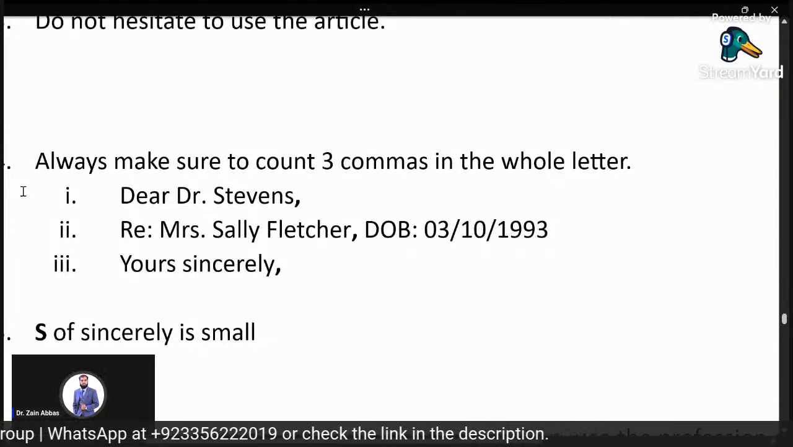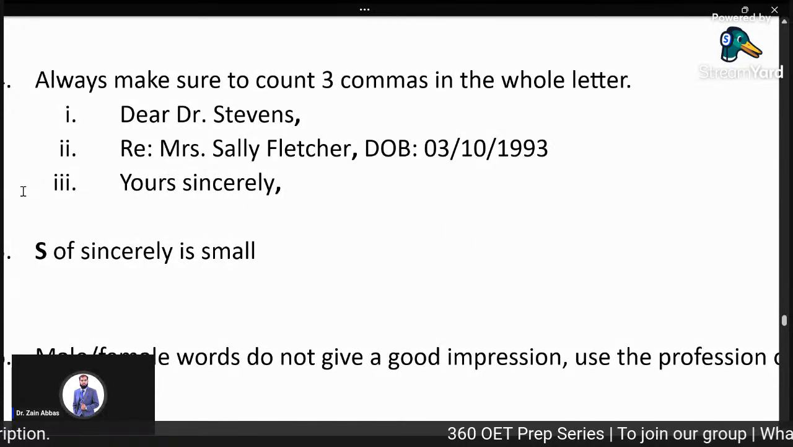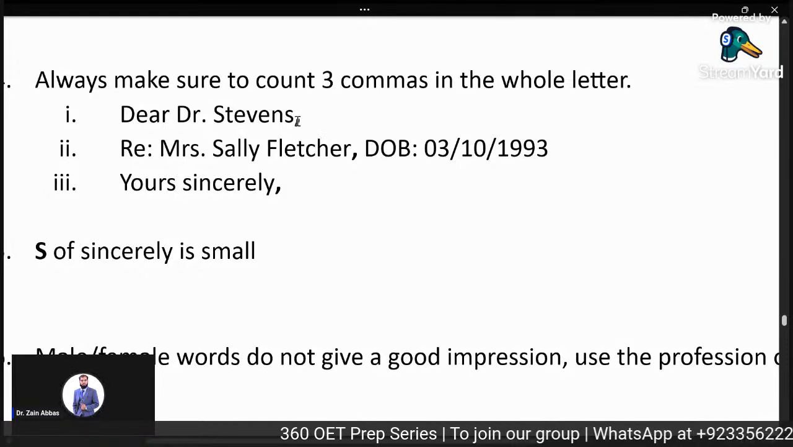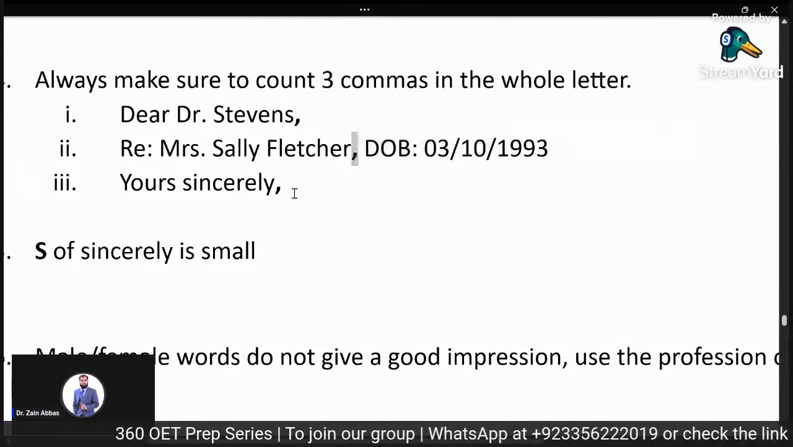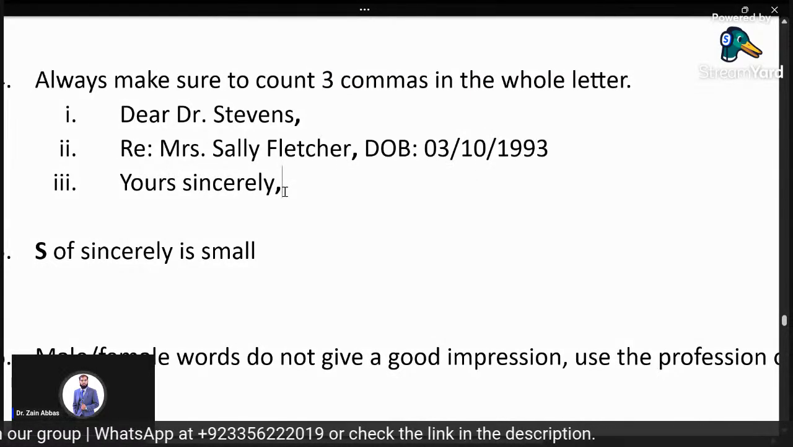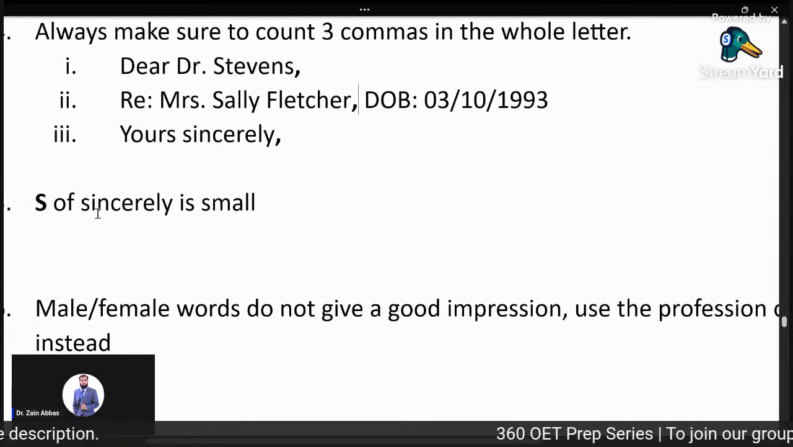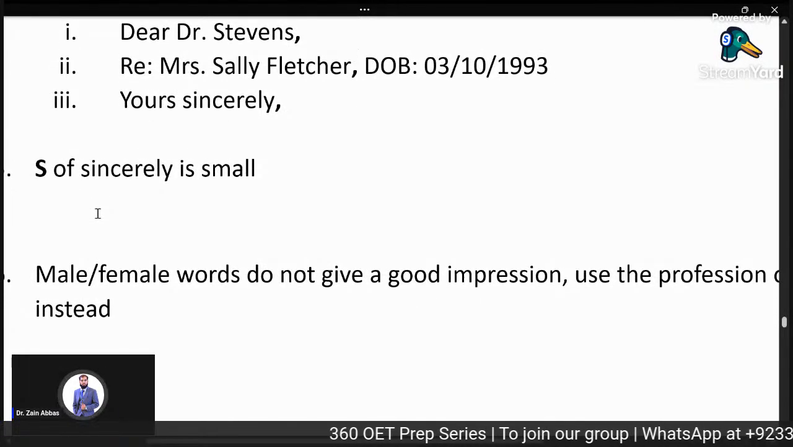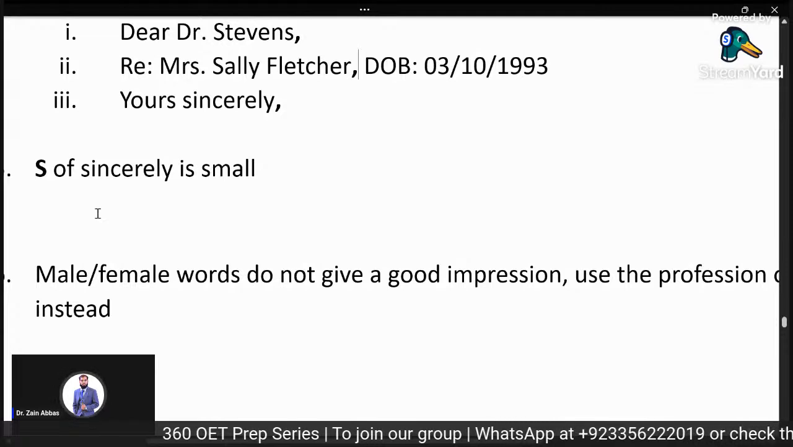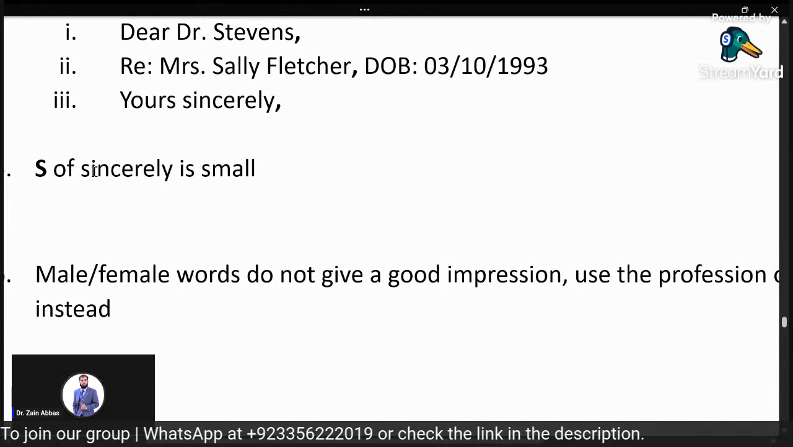The next important point is always make sure to count three commas that I have already told you, and this is the revision of that important point, that these three important commas are a must, and you should check them after you have completed your letter, to see if you have put these commas in the places I mentioned before. The next important point is the S of sincerely is always small. Don't ever dare to use a capital letter for this sincerely. It will be considered very negative.